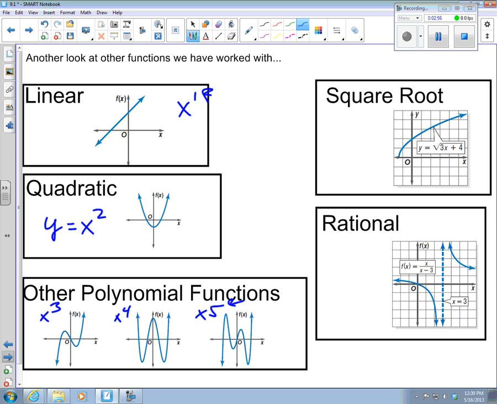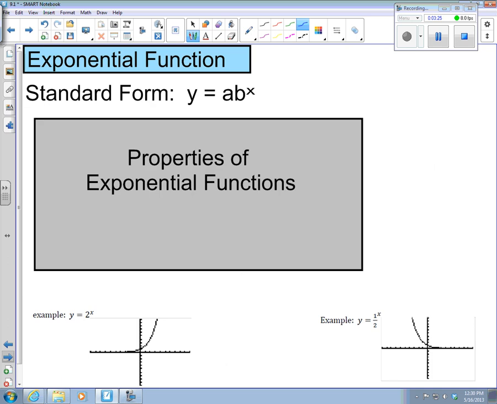We also worked with some square root functions and some rational functions. That's chapter 8, this last chapter that we were in. Chapter 8, dealing with rational functions, working with your vertical asymptotes and any holes, and then square root functions, using the domain and range to find that first initial value that you're going to graph in order to graph your square root function. So now we're getting into exponential functions.